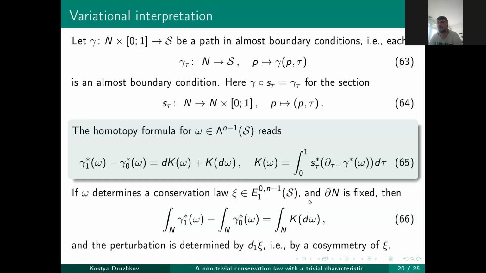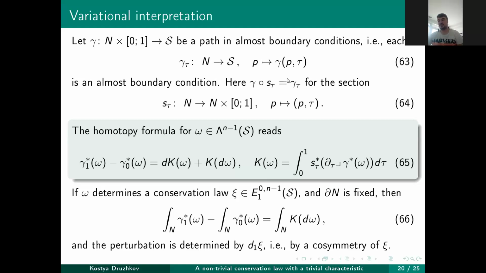And using this concept of an almost boundary condition, we can apply the homotopy formula now. So let gamma be a path in almost boundary conditions. Now here we have a mapping of M times the interval, and it maps to S, so it's just a homotopy. Homotopy within the class of almost boundary conditions.